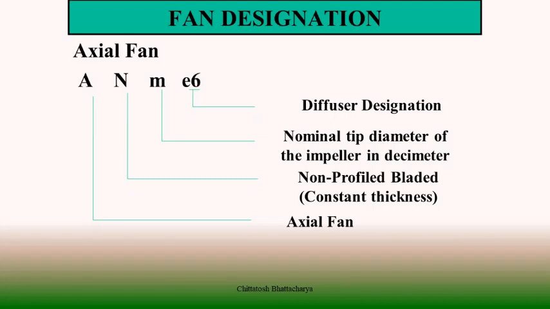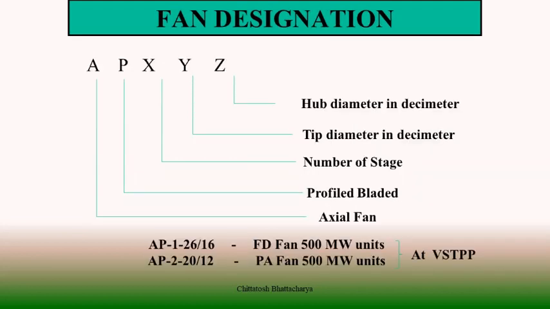You know, axial fans have diffusers to keep the flow within control, below sonic range. And profile bladed fans, AP fans, are actually used for FD fans also.